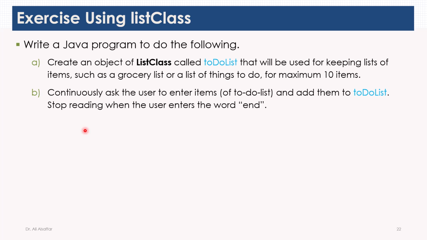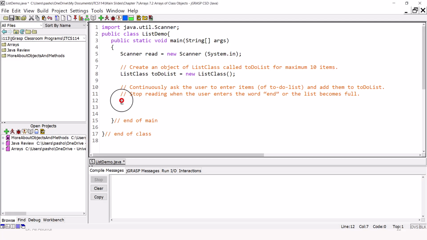In the second part, we want to continuously ask the user to enter items of ToDoList and add them to the object created in part A called ToDoList. Stop reading when the user enters the word end. Let us go to JGrasp and do this part. To continuously ask the user to enter items or activities of ToDoList and stop reading when the word end is typed, we implement a sentinel-controlled while loop.